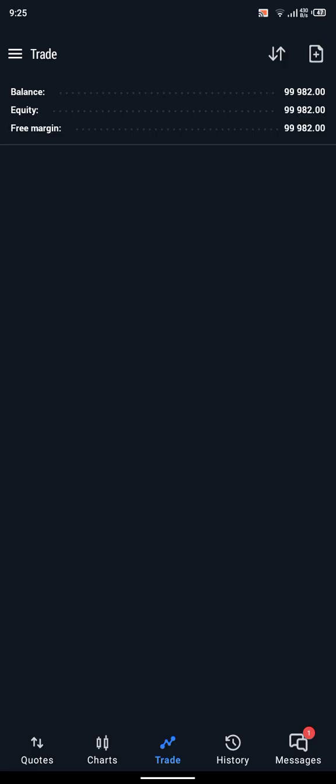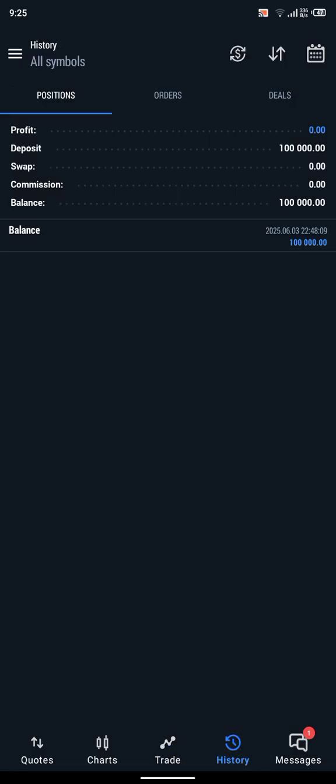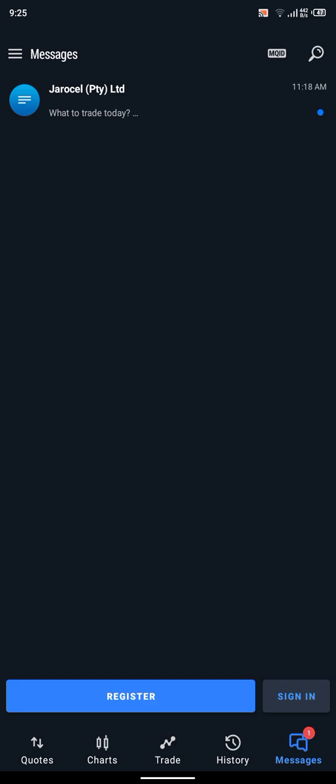And if you make a profit, it's also going to reflect here on your balance, and your equity will now be the same as your balance. Then we have history. This is like a record of how much you deposited, how much you withdrew, and all the trades you have taken and closed. Everything is going to reflect in this history, just as the name implies. Then we have messages.